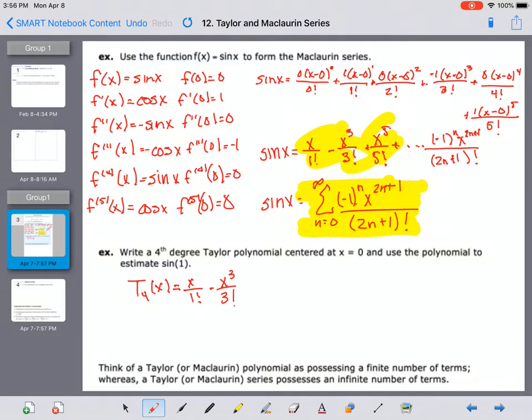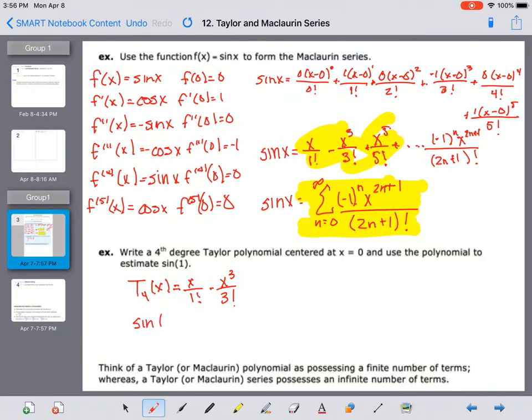So when we talk about the 4th degree, 4 is the highest it can go, but it's not necessarily going to be the highest in the actual series because our 4th degree term actually zeroed out. Even though it's to the 3rd power, this is still a 4th degree Taylor polynomial centered at x equals 0 for sine. And then we can use this to estimate what sine is.